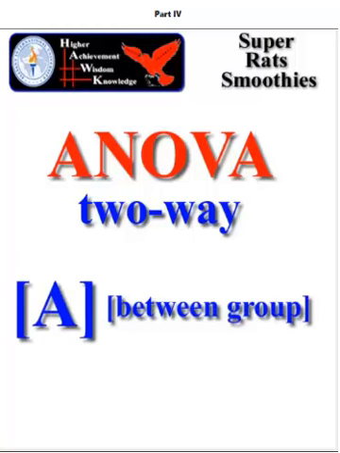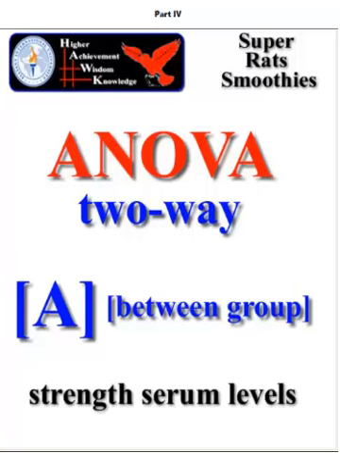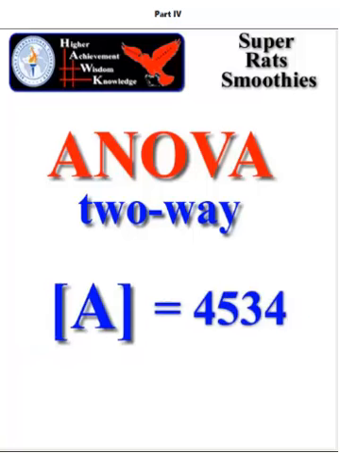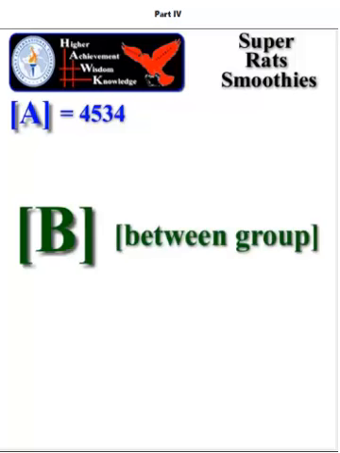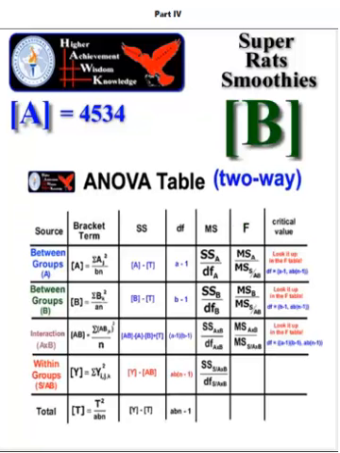We figured out the between groups for the A factor, which was the different amounts of the strength drug. We did see that there was a significant difference there with our graphing, but here's our bracket term for within group variance for the serum levels. Now we've got to figure out the other between group factor, that's B. And that's going to be the different smoothie size for us, right? Large and small. It only had 2 levels.